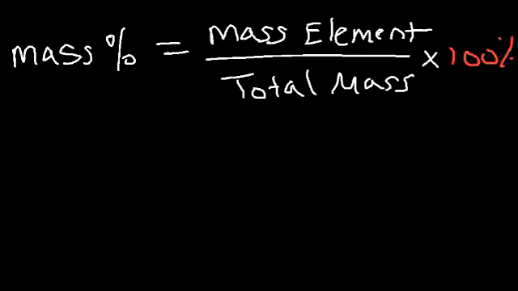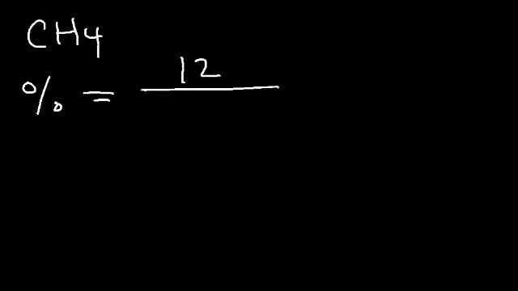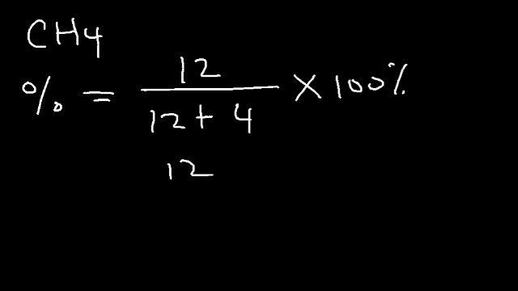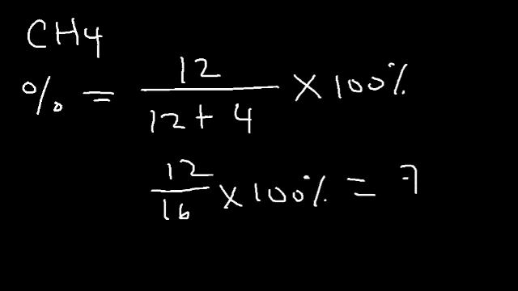So for example, let's say if we want to find the mass percent of carbon in methane. So the atomic mass of carbon is 12. Now the total atomic mass is the mass of carbon plus the mass of the 4 hydrogen atoms, times 100%. So it's 12 out of 16 times 100%. And so you're going to get 75% carbon.